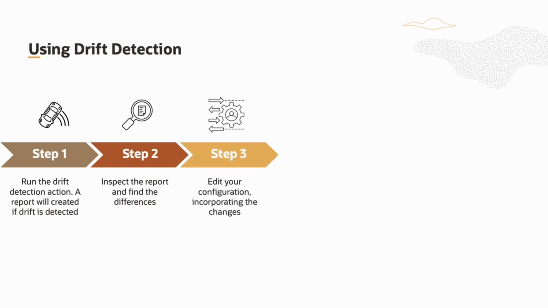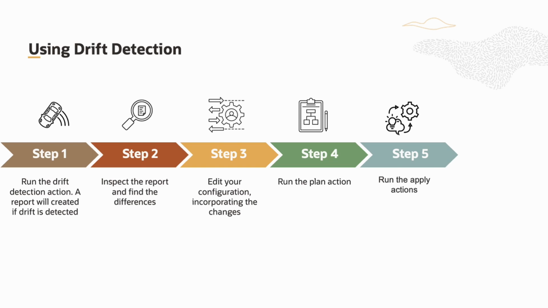Based on the differences found on the report, edit your configuration to incorporate any necessary changes. This step ensures that your configuration files reflect the current state of your infrastructure. After updating your configuration, run the Terraform plan action. This action will show you the proposed changes that Terraform will make to align your infrastructure with your configuration. With the plan reviewed and confirmed, execute the Terraform apply action. This step will apply the changes to your infrastructure, ensuring it matches the state defined in your configuration files.